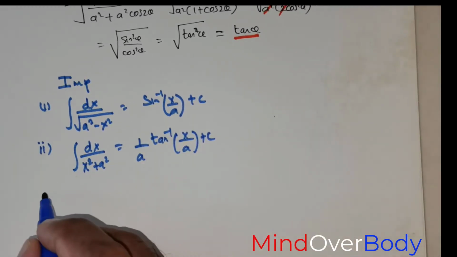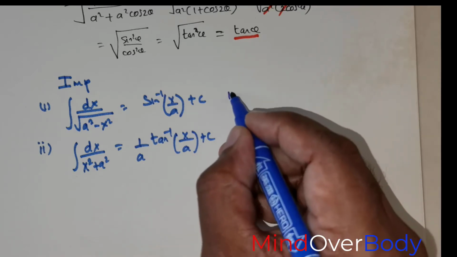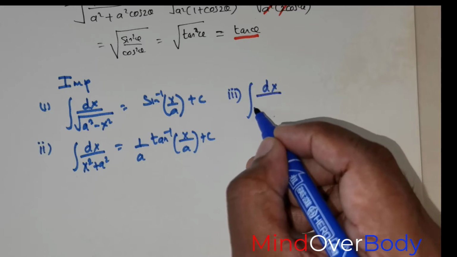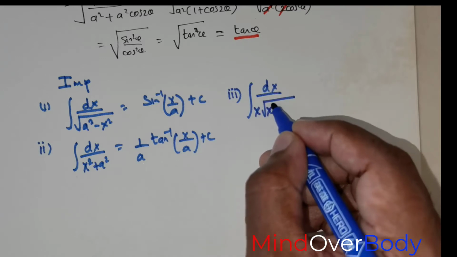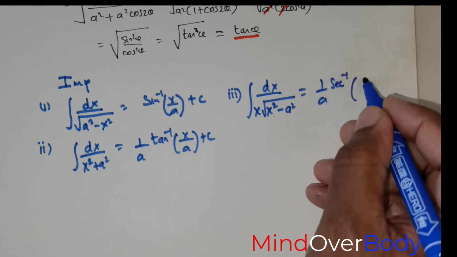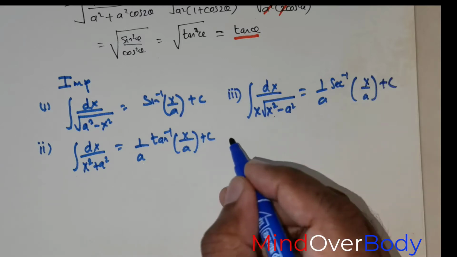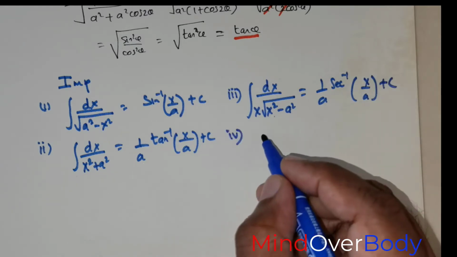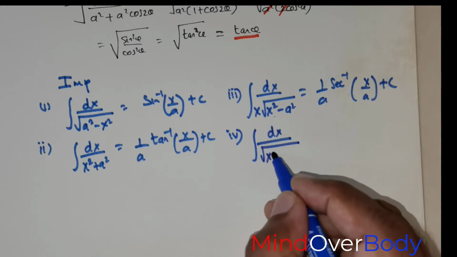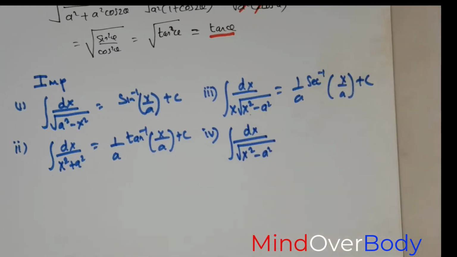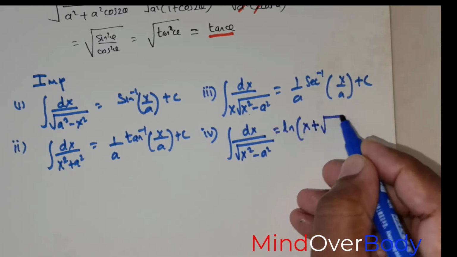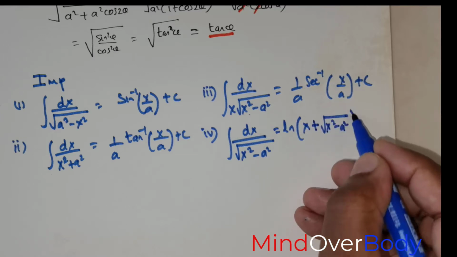Formula number 3, the integral of dx over x times root of x squared minus a squared. This is equal to 1 over a secant inverse of x over a plus c. Formula number 4, the integral of dx over square root of x squared minus a squared. This is equal to ln of x plus root of x squared minus a squared plus c.